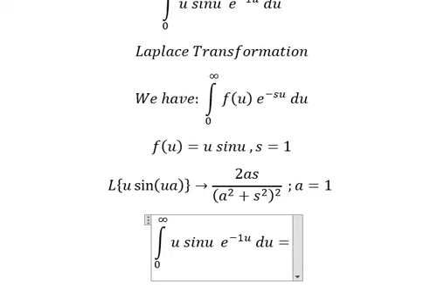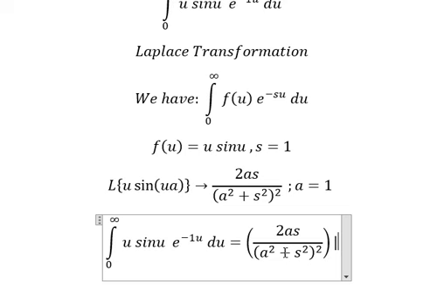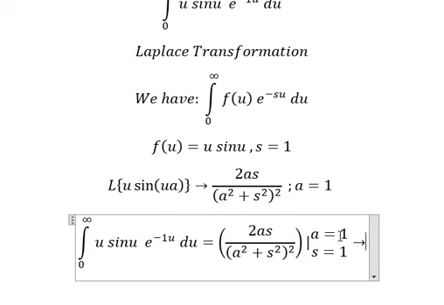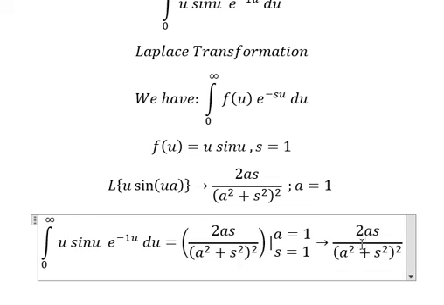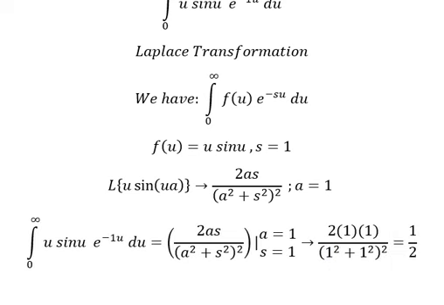So this one we will have a equals 1 and h equals 1. We put 1 in here for a, and 1 in here for h. So we calculate this one and we have 1 over 2. And this is the final answer.